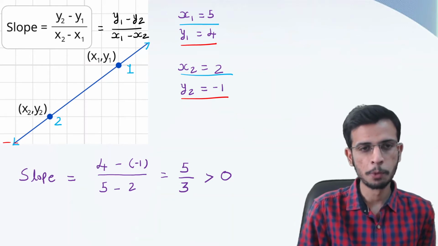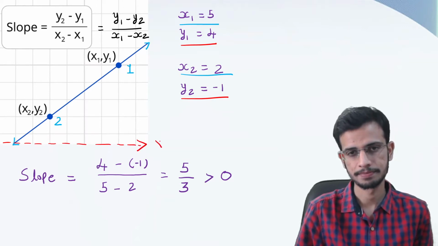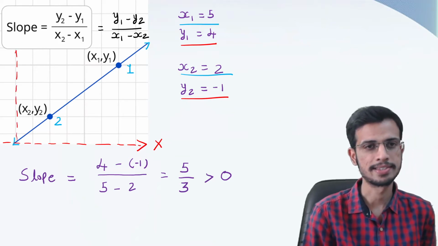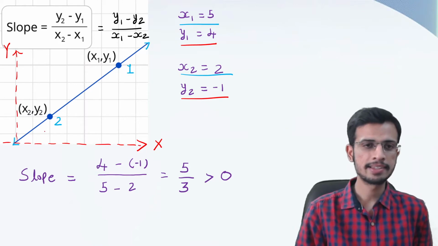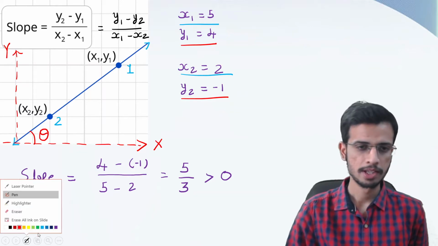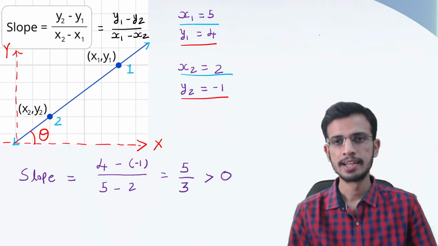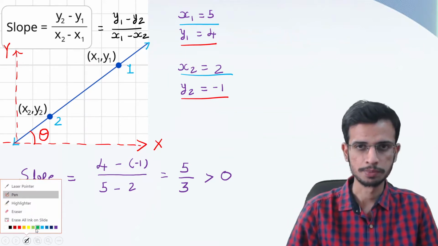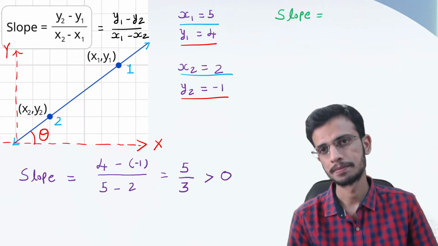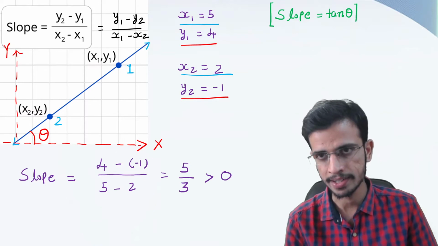Let's call it the positive x-axis, right? This is the positive x-axis, and this is the positive y-axis, and this is the angle made by the line with the positive x-axis. If you know this angle between the line and the positive x-axis, then we can also write slope is equal to tan theta. Slope is equal to tan theta.